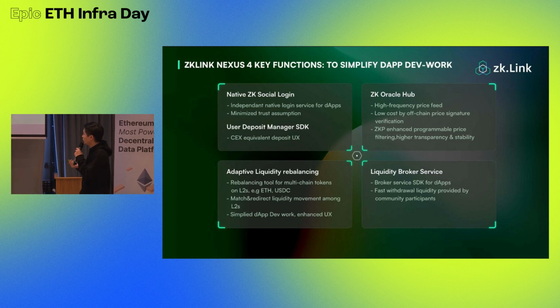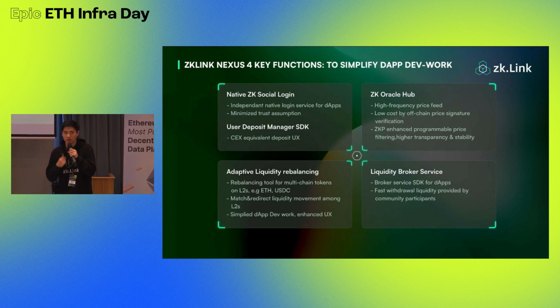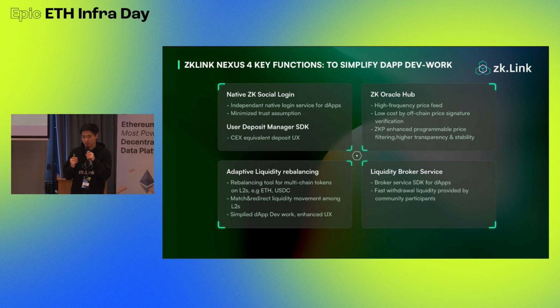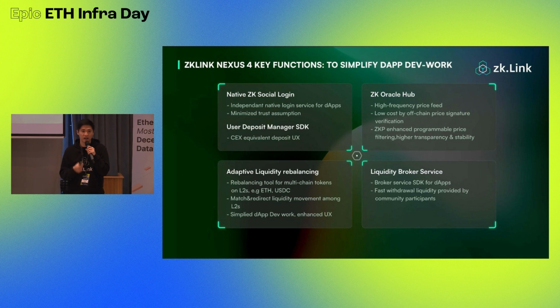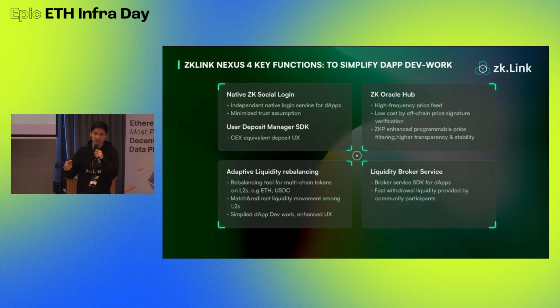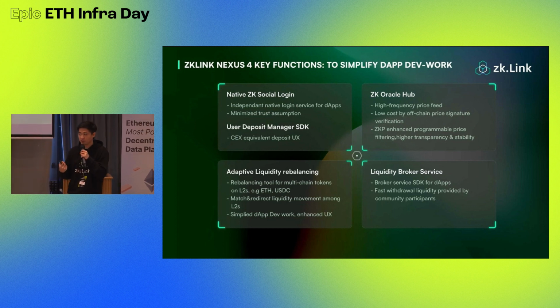And we are also providing Oracle Hub. The Oracle Hub's major purpose is to aggregate the price feeds on chain and then prove these price feeds with a zero-knowledge proof, so you'll be able to verify the price feed signature on the smart contract one time instead of 100 times. You will be able to save a lot of cost for that.